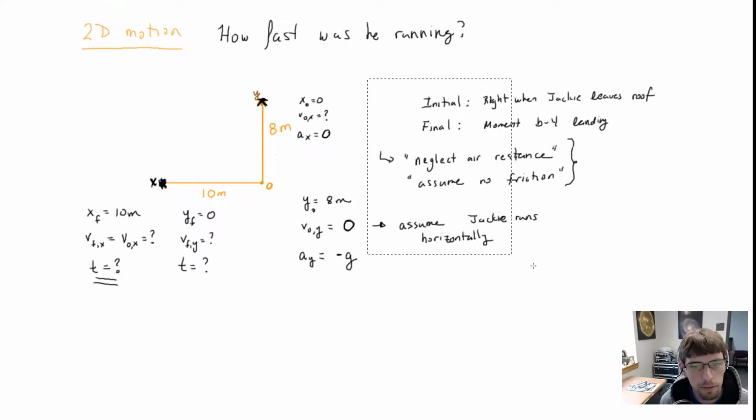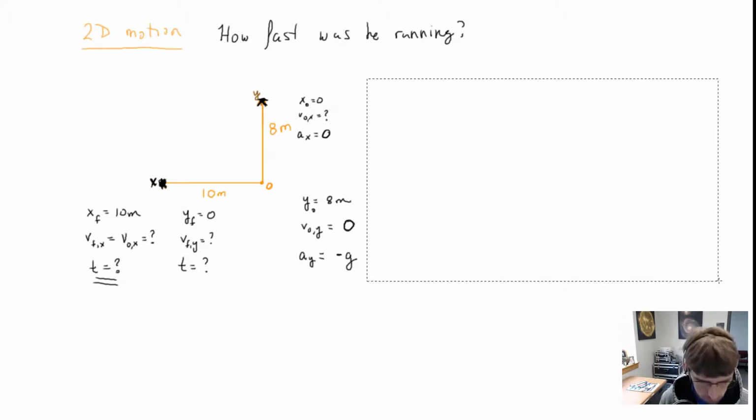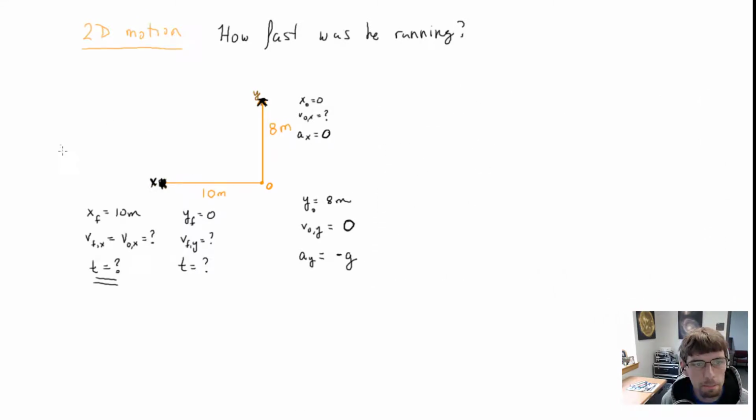I'm going to clear off this just so that we have a place that we can work. And let's go at it. Now, steps. We need to find our steps. So let's do this, steps. And the question I'll ask you is, thinking about the process, which motion, the motion in the x direction, back and forth, or the y direction, really determines how long Jackie is in the air for? In other words, the time.